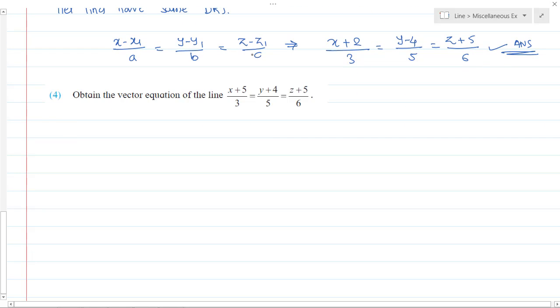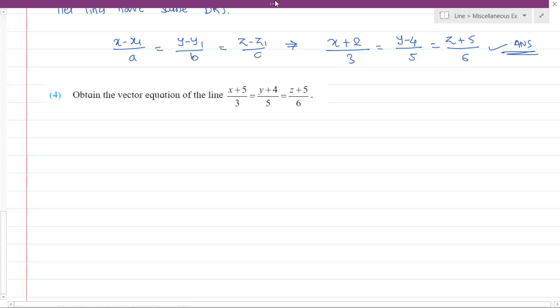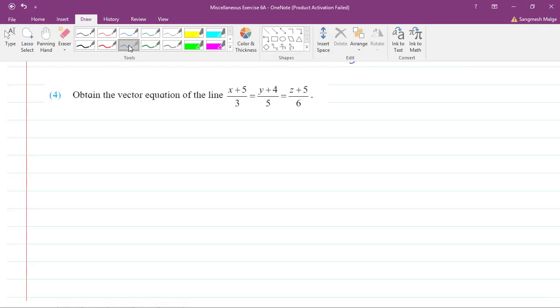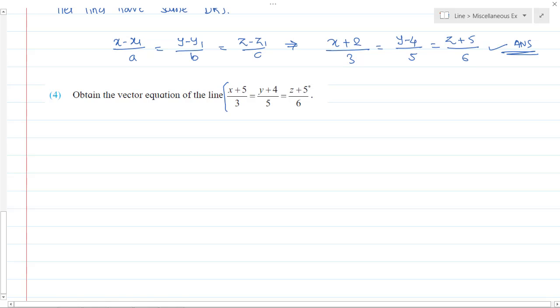Perfect. Obtain the vector equation of the line. Tell me, in what form is this line given? It is given in the Cartesian form. Now we have to convert it into vector form. You know what the vector form is. The given equation of line is (x plus 5) upon 3 equals (y plus 4) upon 5 equals (z plus 5) upon 6.